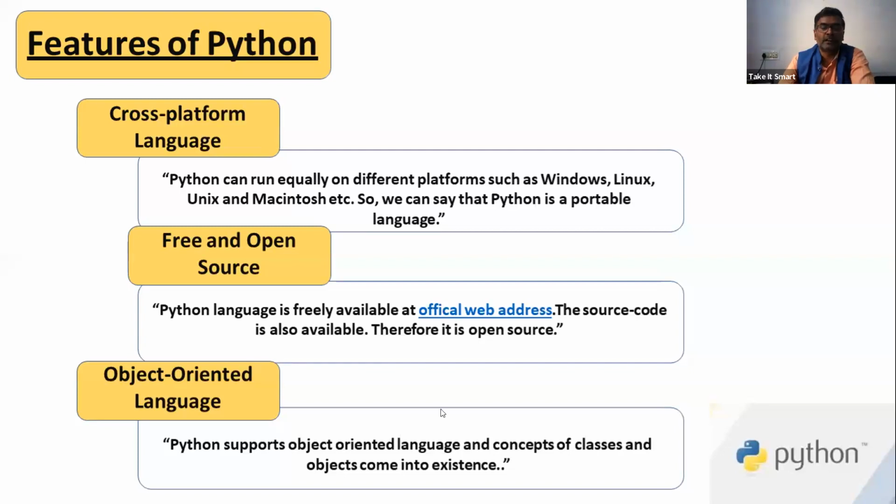Now objects come into existence. So the concept of classes and objects comes into existence. You may have some understanding of classes and objects from a previous programming language. This is not only in Python. All programming languages which support the OOPS concept will follow classes and objects. Fine.